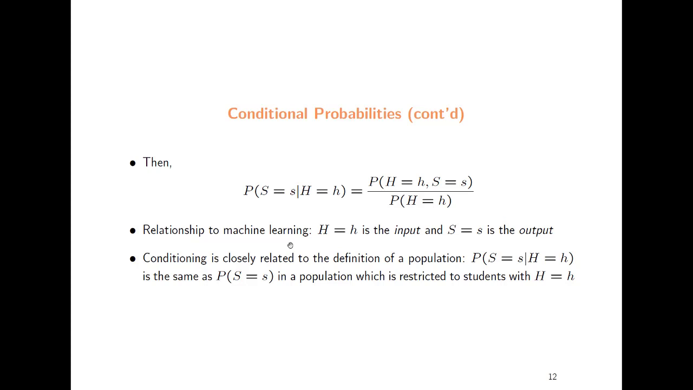Conditioning is closely related to the definition of a population, because if I consider this conditional probability, it would be the same as P of S in a population which is restricted to students with height h. So I'm sort of reducing the population I'm interested in by conditioning. So it's closely related to changing the population I'm considering.